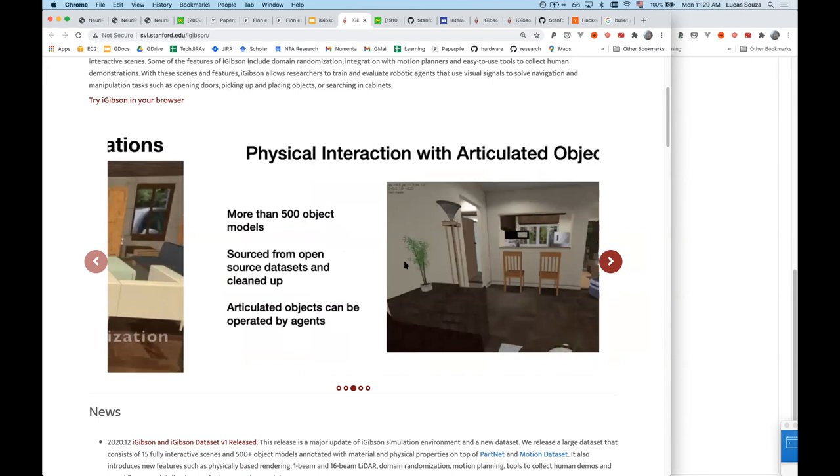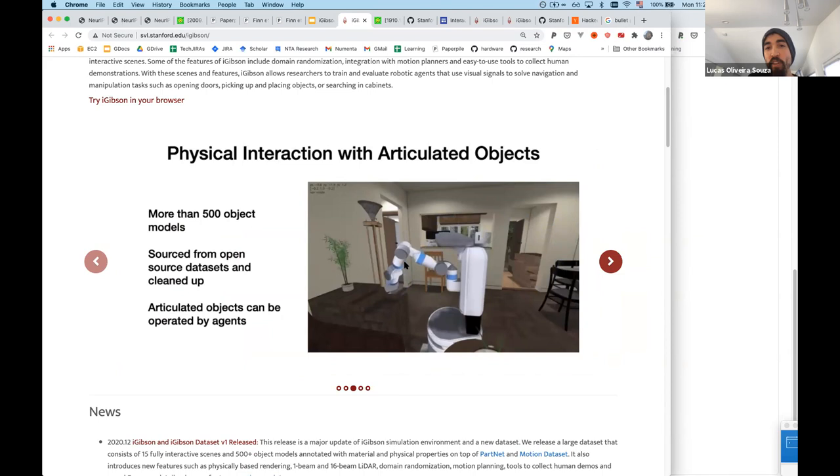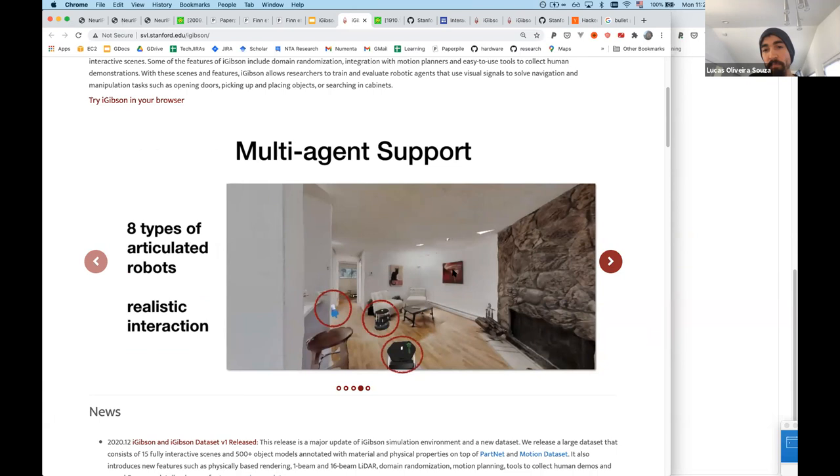So you can interact with articulated objects, like you can see the arm has joints and it's moving the desks. They have more than 500 object models. They have these articulated arms. There's multi-agent support, but I don't think we're really worrying about this now.